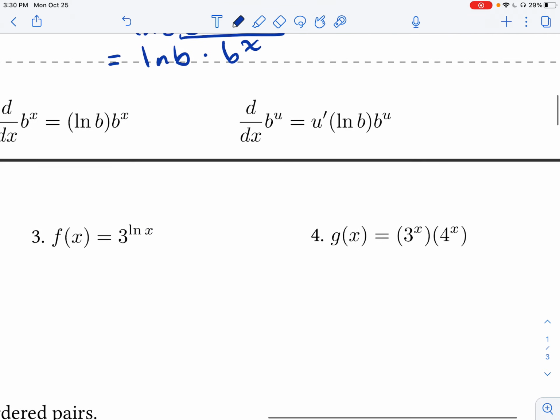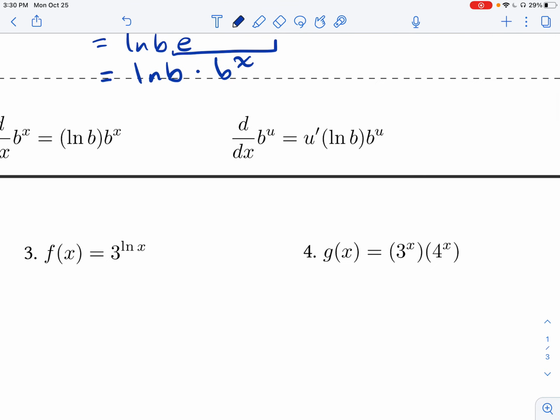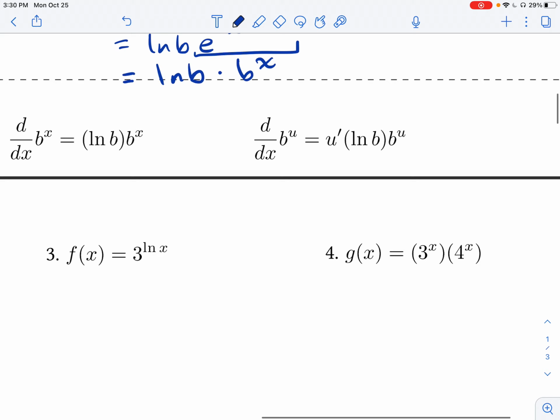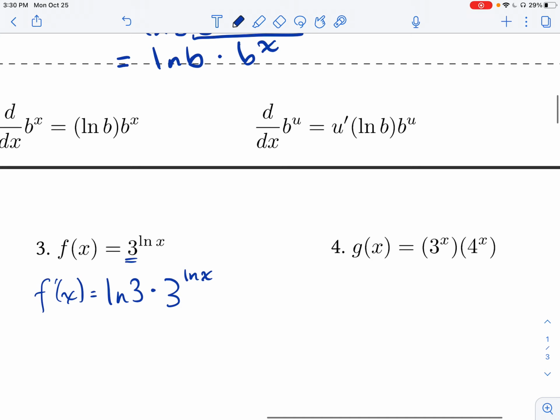All right, let's try a couple other ones. What about something like number 3? Well, this is our first example of a problem where our base is not e. So we're going to say f prime of x is equal to the natural log of our base, so the natural log of 3, times 3 to the natural log of x, times the derivative of the natural log of x, right?